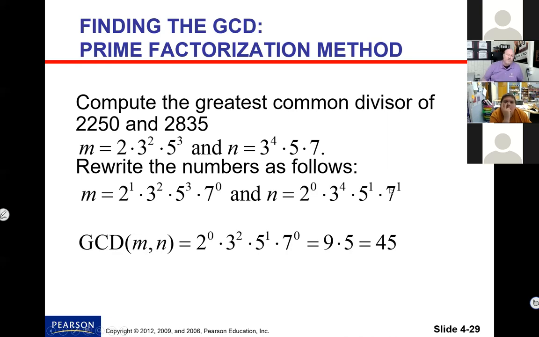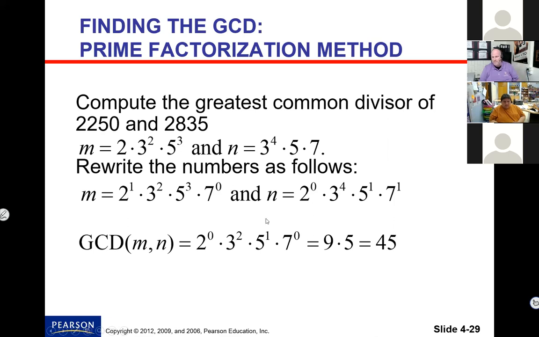So when we want to look for the greatest common divisor, we use the smallest one: 2 to the 0, 3 to the 2, 5 to the 1, 7 to the 0. Now, here's the deal. 2 to the 0 and 7 to the 0 are just 1. We don't care. They don't change it. 3 to the 2 is 9. 5 to the 1 is 5. So our greatest common divisor, the biggest number that we'll be able to take both those numbers and divide by, is 45. Right? So do you see now why we have to write them out?